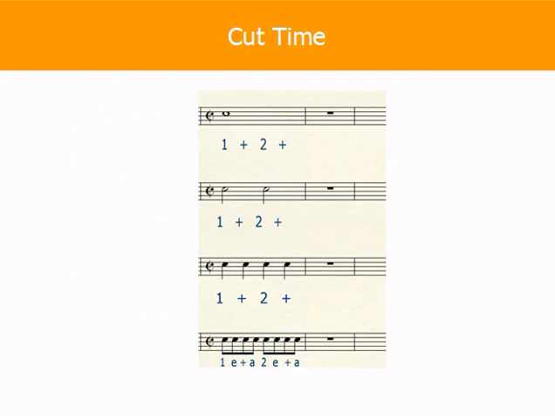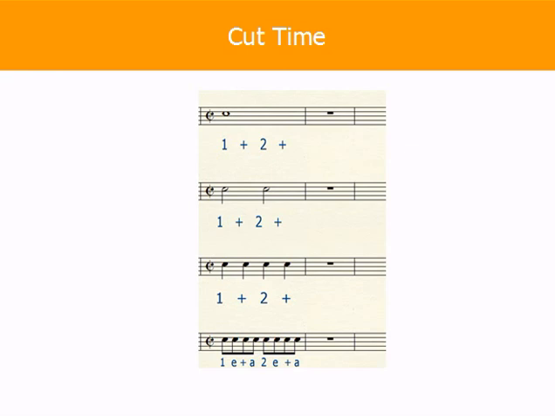So here we are looking at cut time. There's that slash down the middle of the C. Looks like a cent sign. 1 and 2 and. Wait a minute. I thought whole notes were 4 beats. No. We didn't assign it 4 beats. Now we assigned it 2 beats. So the whole note is going to be only 2 beats long.